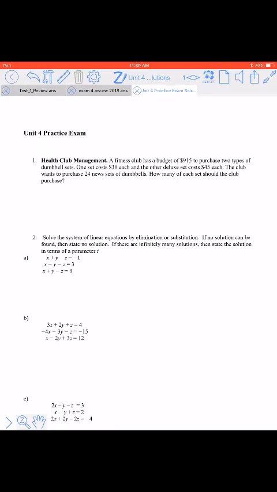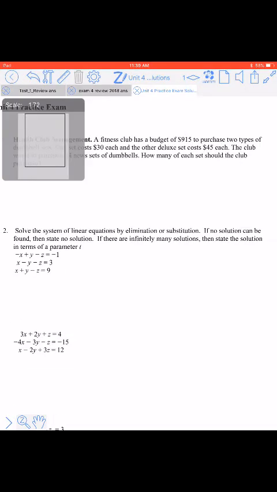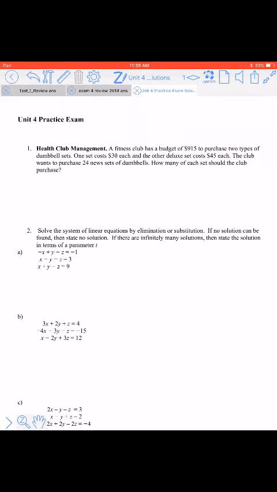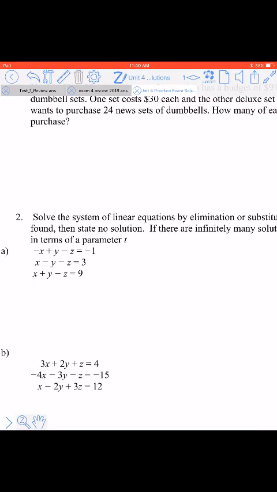Okay, Unit 4 practice exam. Here we go. Here's the solutions. Question 1. This is from Chapter 5. It's an application of systems of equations. This one happens to have two variables. We need one variable for the regular set of dumbbells and one variable for the deluxe set.